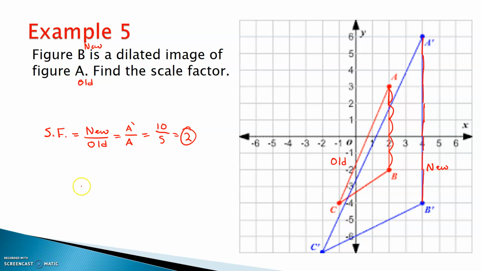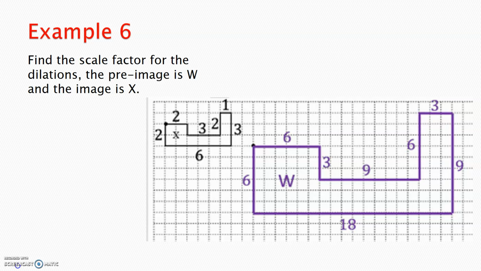Okay, and again, 2 is bigger than 1. So if my scale factor is 2, this should be an enlargement, and it makes sense, right? You went from the red to the blue. It got blown up by a scale factor of 2, so it makes sense that it actually grew.